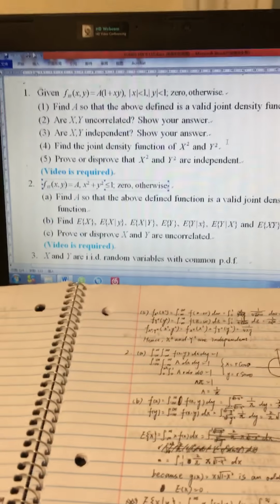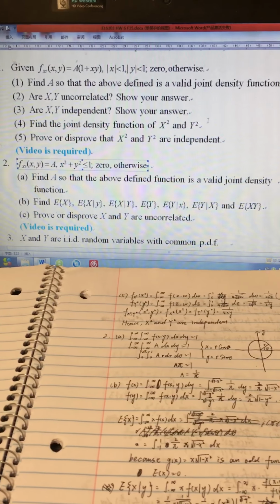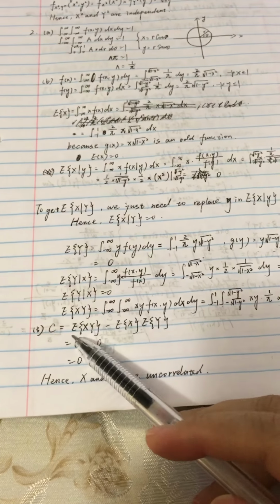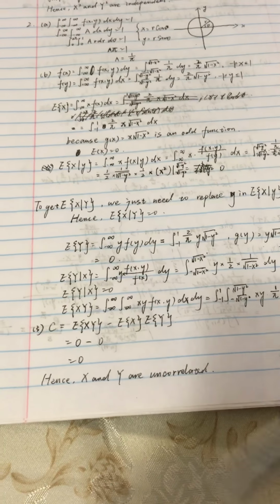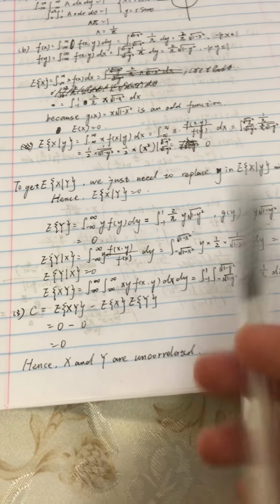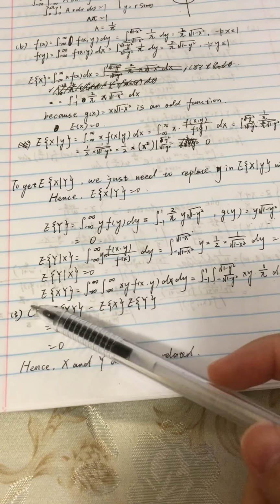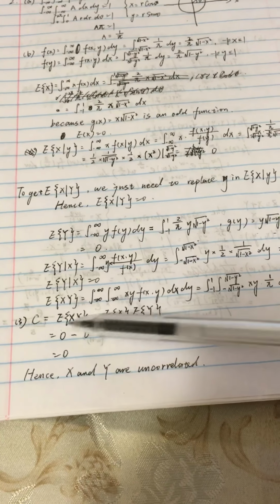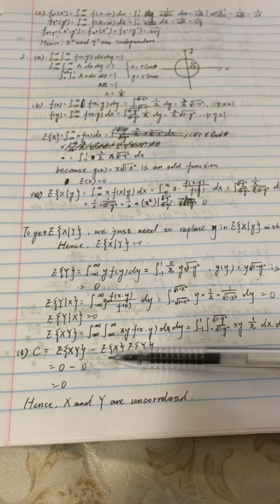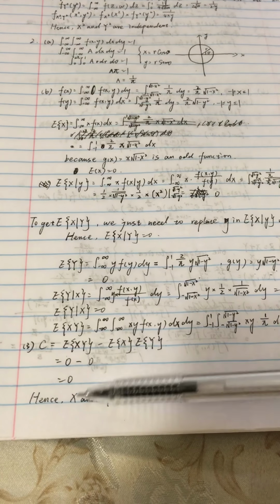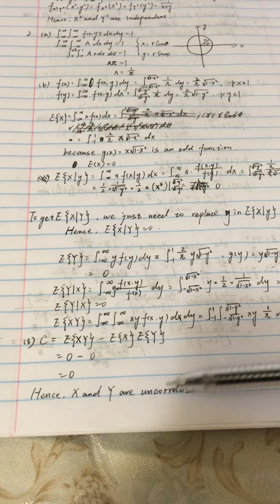Okay, let's look at the third question. Prove or disprove x and y are uncorrelated. Similarly, to prove whether they are uncorrelated or not, we need to calculate the value of c. c equals E[XY] minus E[X] times E[Y], which we could get from the second question. It's 0. Hence, x and y are uncorrelated.